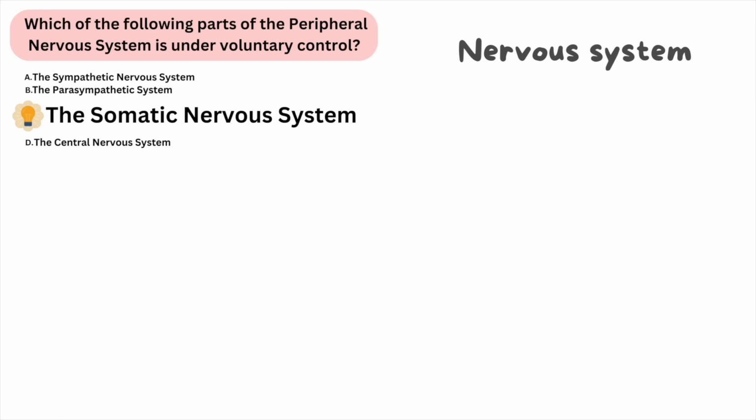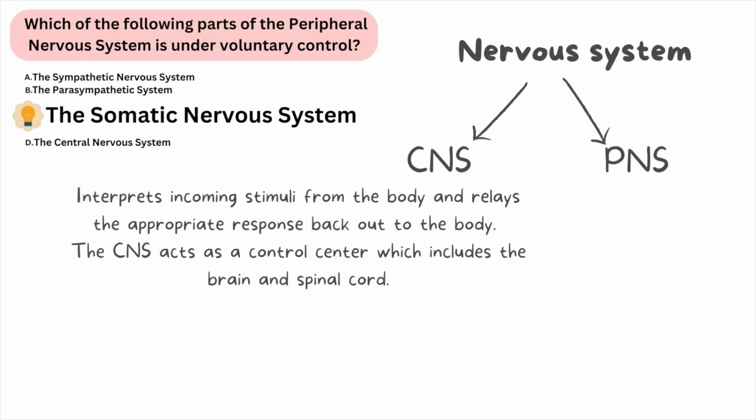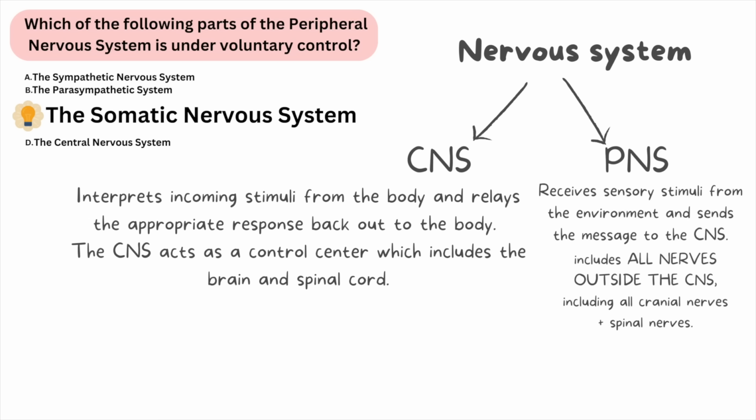So we already know that the nervous system is broken down into the CNS and PNS. The CNS is the brain, brainstem, and spinal cord, and it interprets incoming stimuli from the body and relays the appropriate motor response back out to the body. The PNS receives sensory stimuli from the environment and sends the message to the CNS. The PNS includes all nerves outside the CNS, so it includes the cranial, spinal, and peripheral nerves.